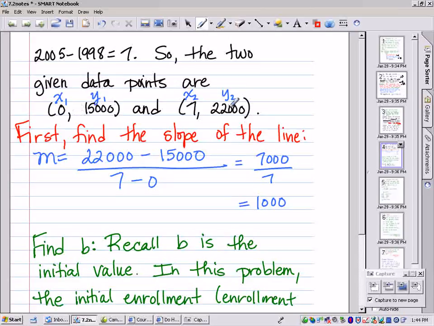Remember, slope is y2 minus y1 over x2 minus x1. So plugging that in, we get 22,000 minus 15,000 over 7 minus 0, which simplifies to be 7,000 over 7, or 1,000.